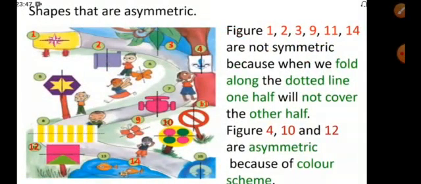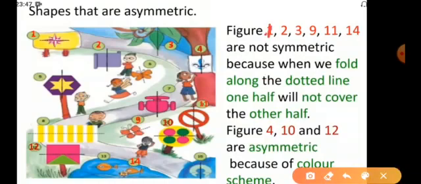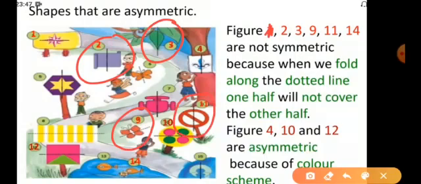Now shapes that are asymmetric. Here we can say that figure 2, 3, 9, 11, 14 are not symmetric because when we fold along the dotted line, one half will not cover the other half, means two parts are not equal. So these figures are called asymmetric figures.